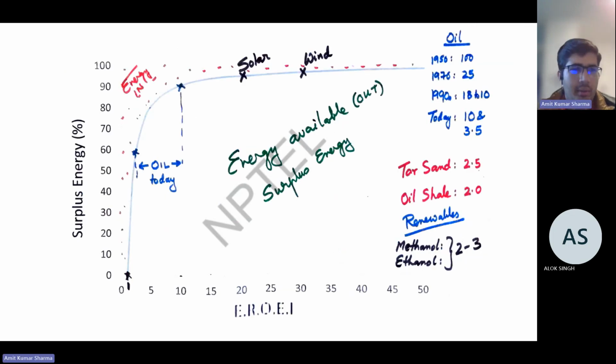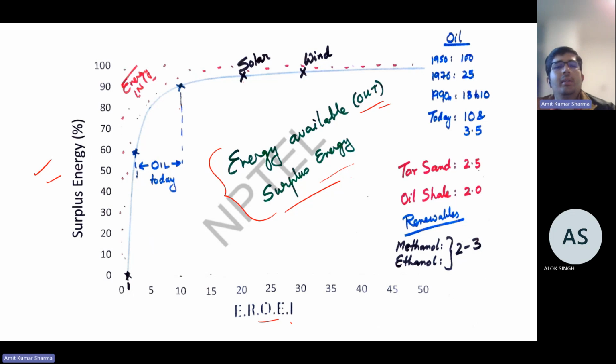So this is the diagram showing the surplus energy available relative to the EROEI. Okay. So if EROEI is very high, it means that maximum energy is available to us, or energy out, you can say surplus energy. In the diagram, you can see this line. The below one is showing the energy available or surplus. The above is showing the energy input that is required to generate that energy. So you can see that for wind and solar, we require very little energy, and we have surplus energy.